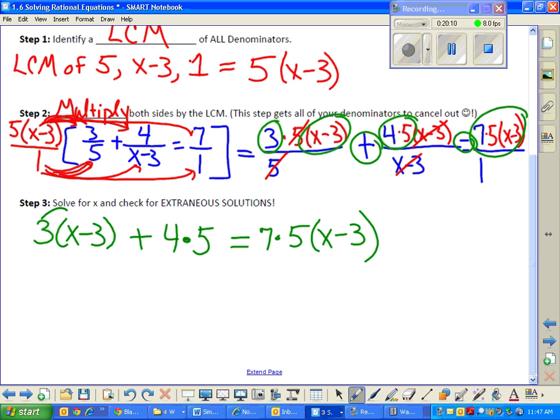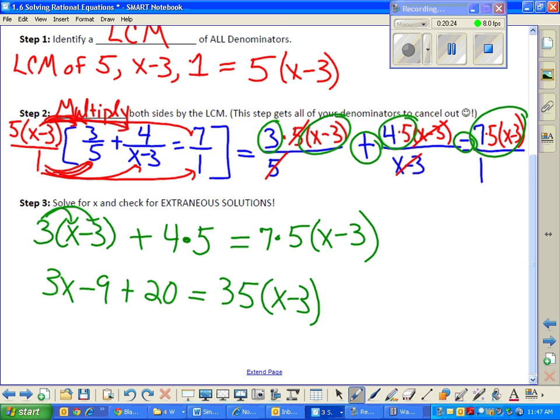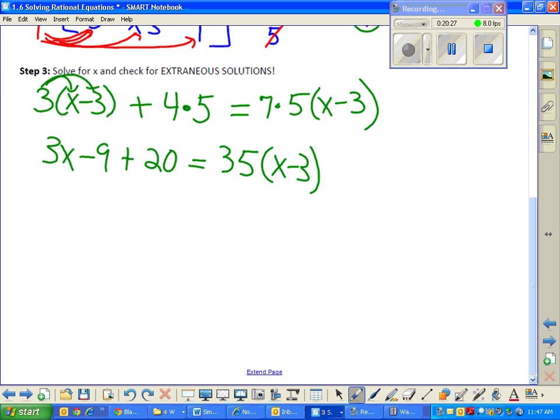So distribute my 3 in, multiply 4 times 5. 7 times 5 is 35. Bring down my x minus 3. I then combine like terms. So I have 3x, negative 9 and 20 is 11. And that'll be 35x minus 105.